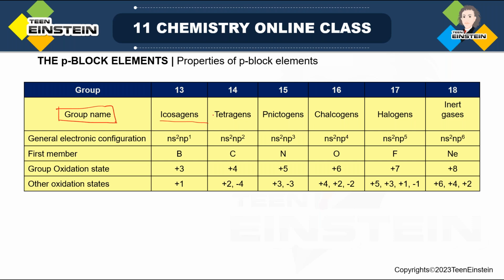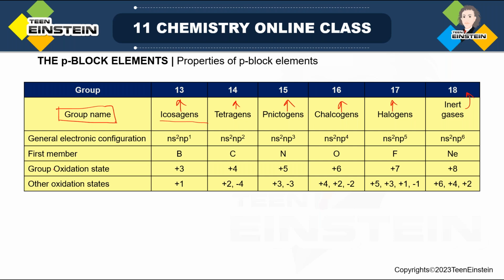Icosagens, which is from group 13. Then tetragens, pnictogens, chalcogens, halogens, and inert gases. Okay. And what about the general electronic configuration? As I have said, here electrons are gradually filling the p orbital.